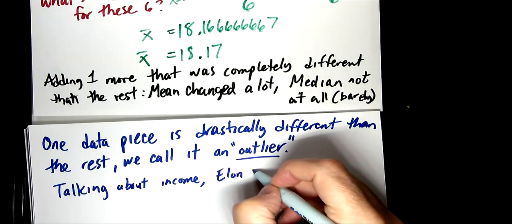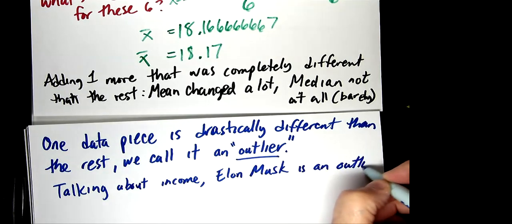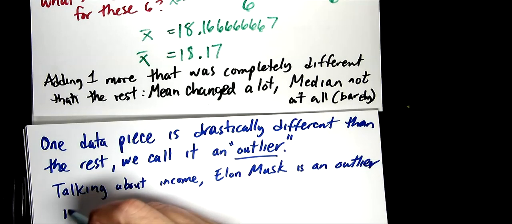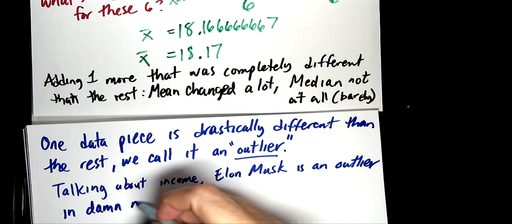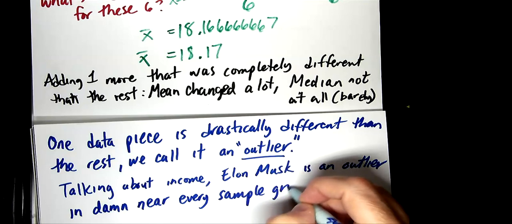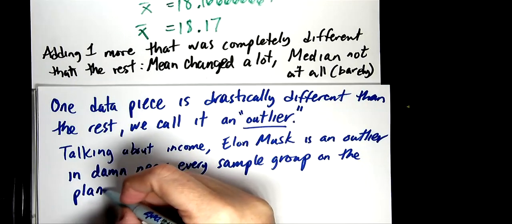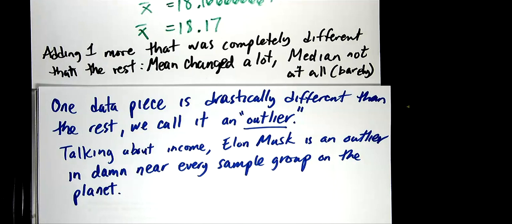Elon Musk is an outlier in damn near every group of people on the planet. There's only a couple groups that he fits in with, and they have to be the really rich ones too, like Warren Buffett. Everybody else, we don't look like that.